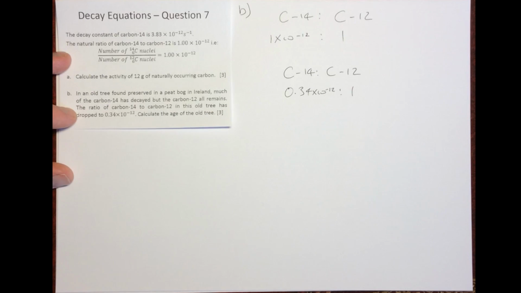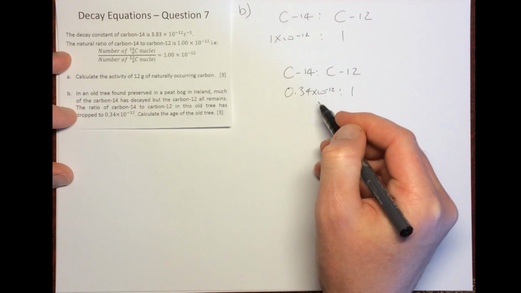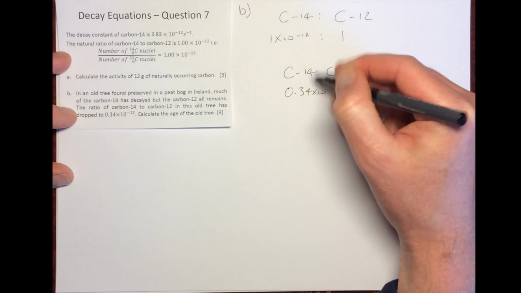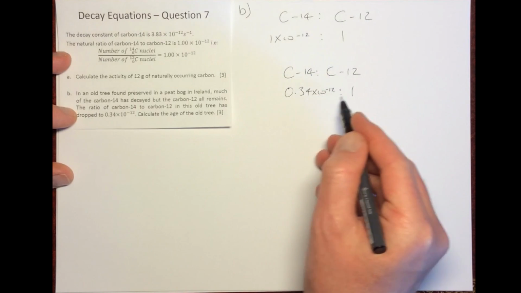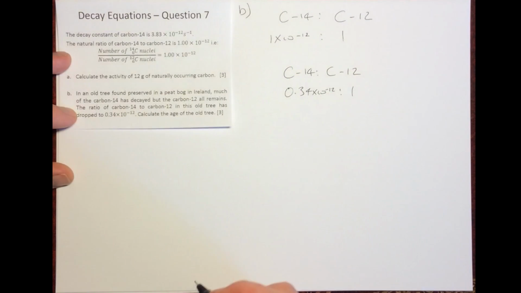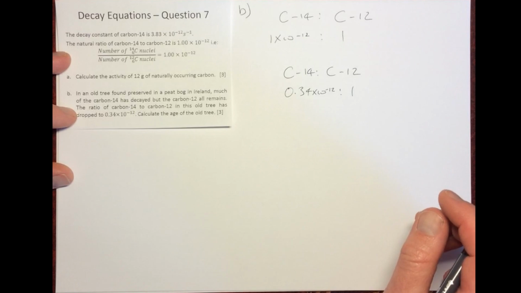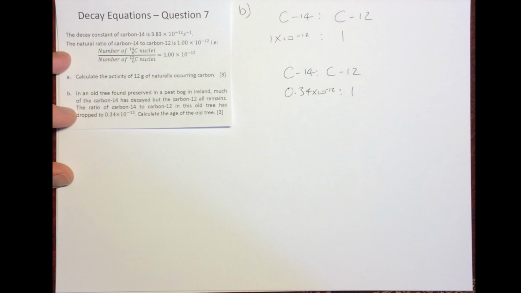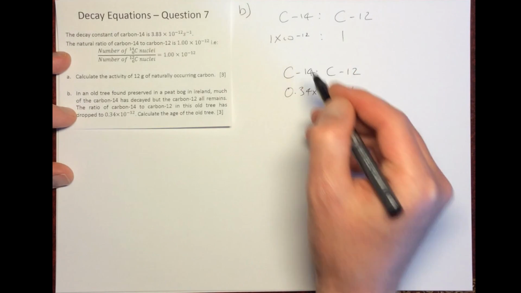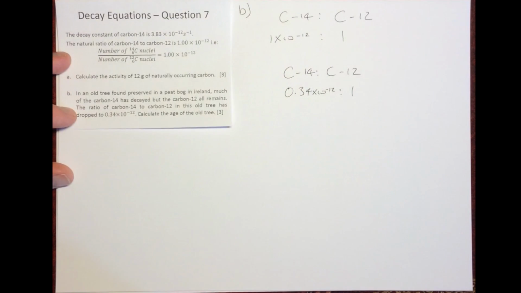Now, what we need to do here then is recognise this. Because we're comparing the amount of carbon 14 to the same amount of carbon 12 all the time, it's something to 1, you can see that the carbon 14 has decreased. So you can see here that the amount of carbon 14 that we've got here has decreased by 66%. Okay, 66%, because it's gone from 1 times 10 to the minus 12 to 1 to 0.34 times 10 to the minus 12 to 1. So it's decreased by 66%.